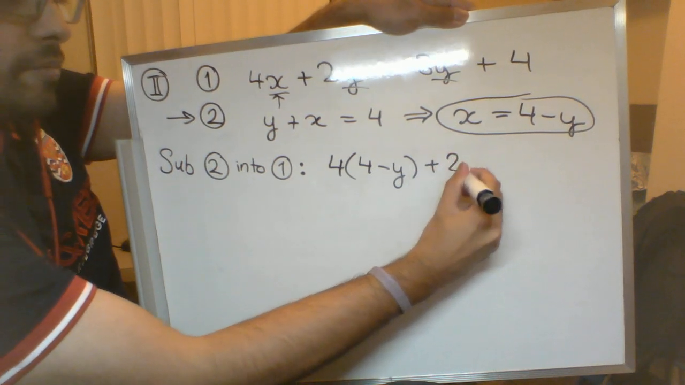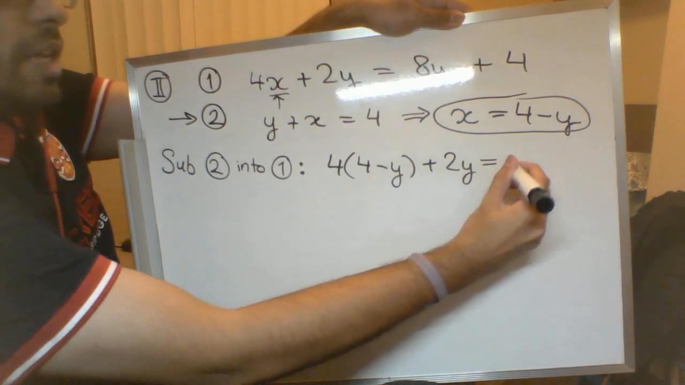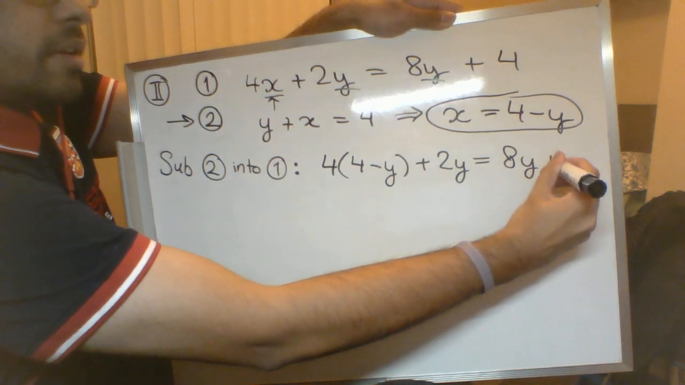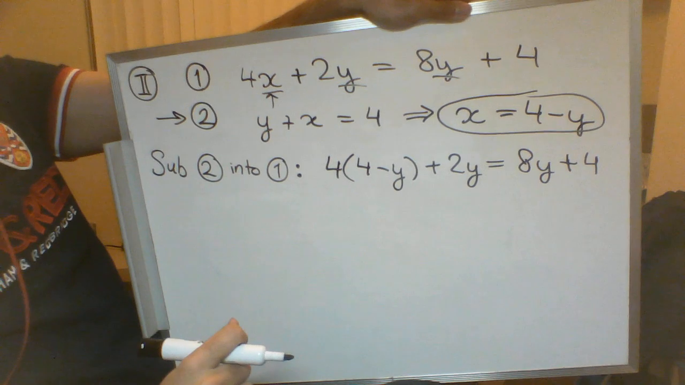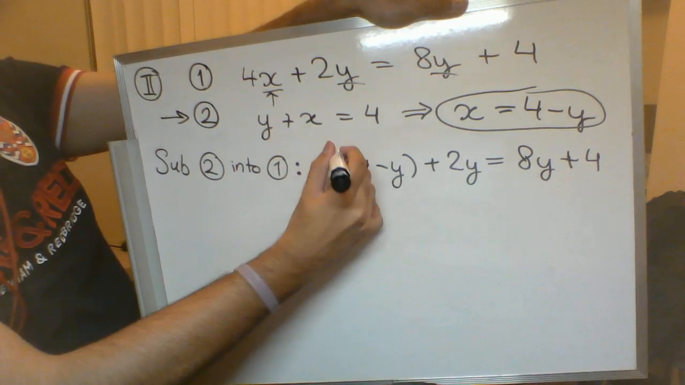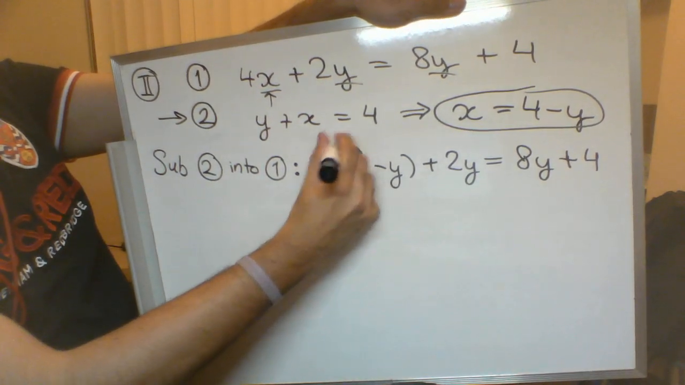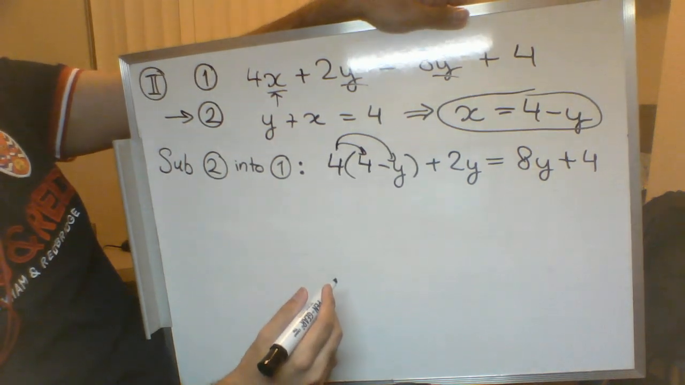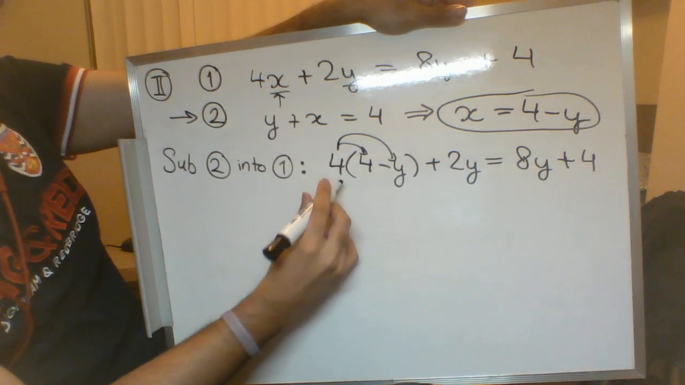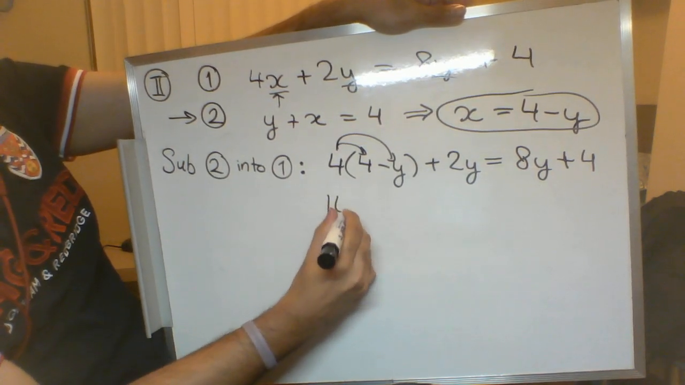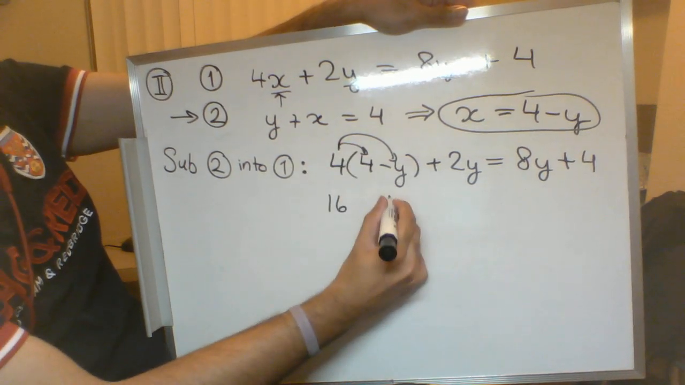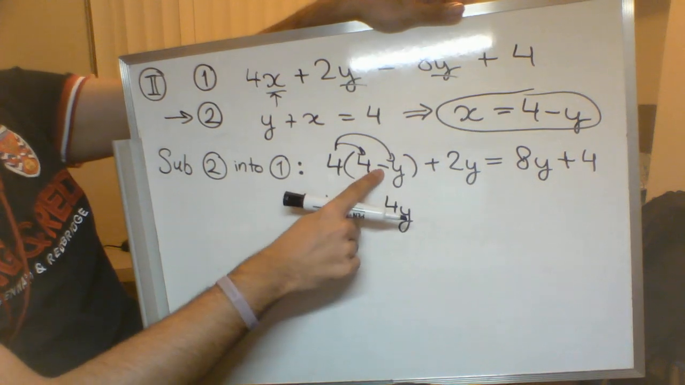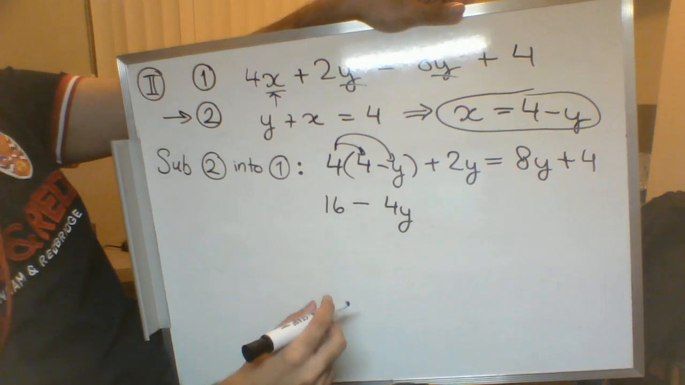Plus 2y equals 8y plus 4. Okay? So now I can go ahead and do the multiplication here with the distributive property, which we've talked about before, I believe. So I'll start off with 4 times 4, that's 16. And then 4 times y is going to be 4y. There's a minus sign in the middle here, so there's going to be a minus sign in the middle here.